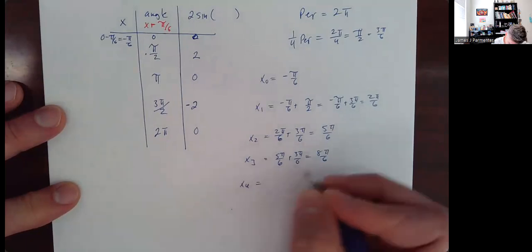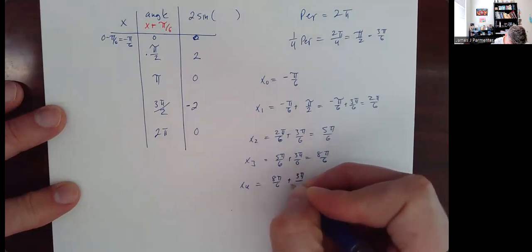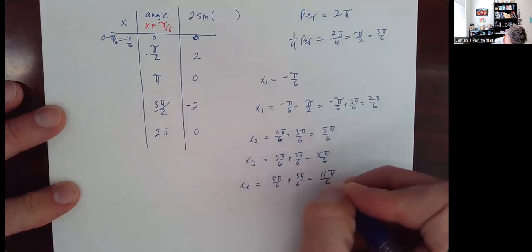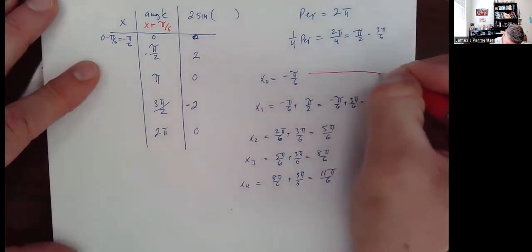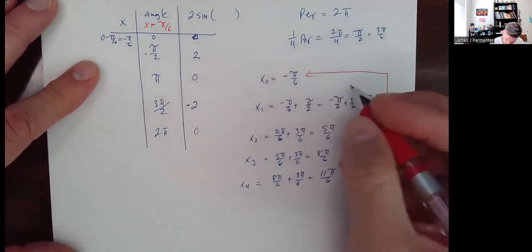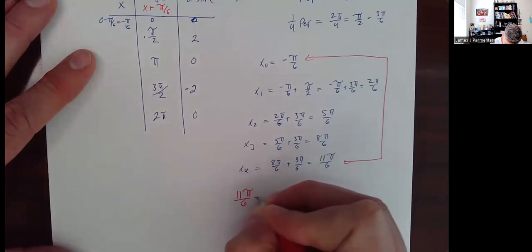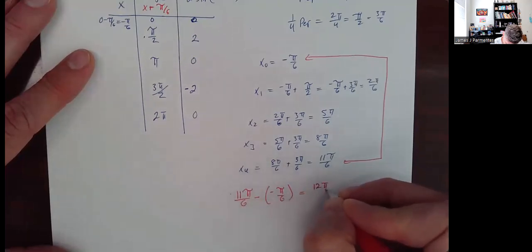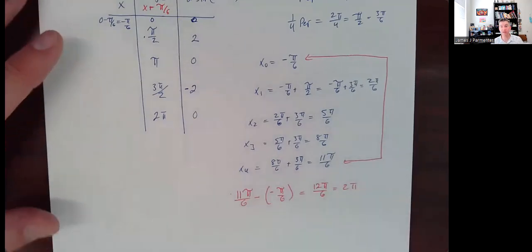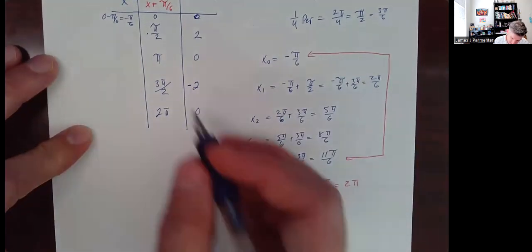Finally, my last one, I take my previous one, 8 pi over 6, and add my quarter of a period, and 8 plus 3 is 11. Now, 11 pi over 6 is not the value of one whole period. One whole period is 2 pi, which is 12 pi over 6. But the difference between your first value, negative pi over 6, and your last value, 11 pi over 6, is 11 pi over 6 minus negative pi over 6, minus and minus is plus, 11 plus 1 is 12 pi over 6, which is 2 pi. So the difference between the beginning and the end should be one full period's worth. That's how I like to find these points. This first one is negative pi over 6.